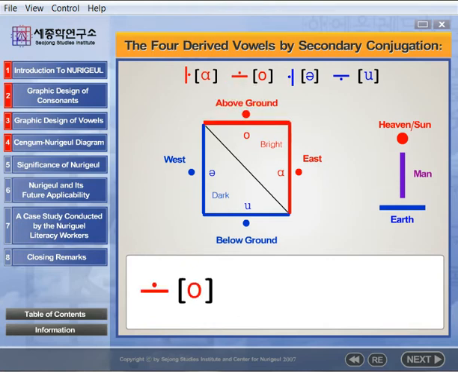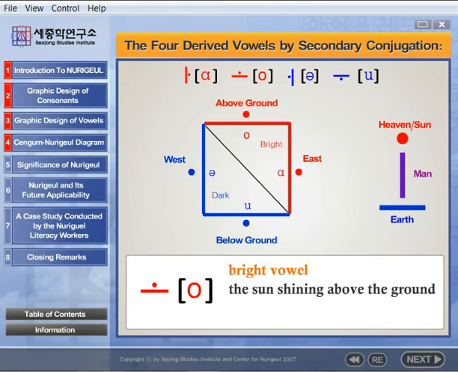The second is a bright vowel. This depicts the sun shining above the ground. The sound is as in Ohio.